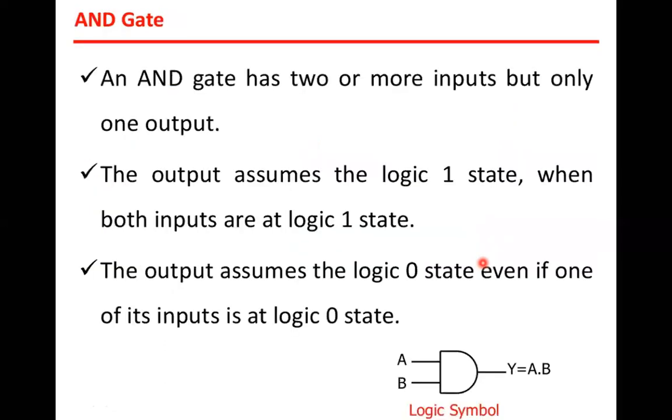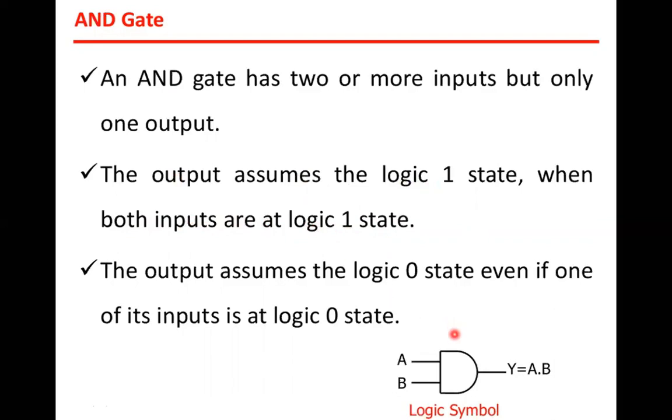Let us see what an AND gate is. An AND gate has two or more inputs but only one output. The output assumes the logic 1 state when both inputs are at logic 1 state. It means the output is 1 only when both the inputs are 1. The output assumes the logic 0 state even if one of its inputs is at logic 0 state. It means the output will compulsorily be 0 if any of the inputs is 0.